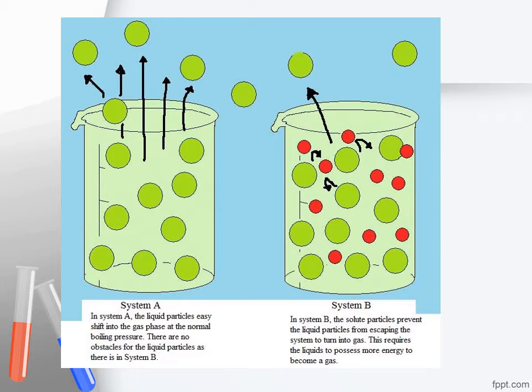So the solute physically prevents solvent from evaporating or boiling. So that's lowering how easy it is for it to get out, which raises the boiling point. If it's harder for the liquid to escape, you have to raise the temperature more in order to get it to escape. Boiling point elevation.